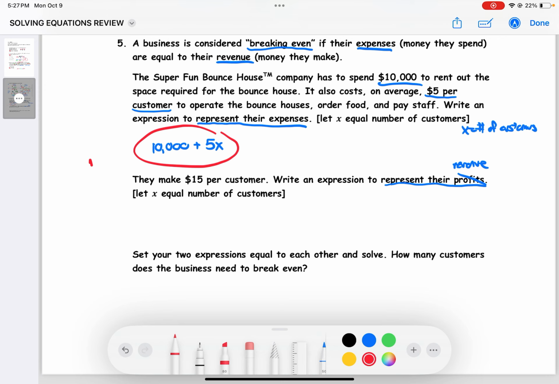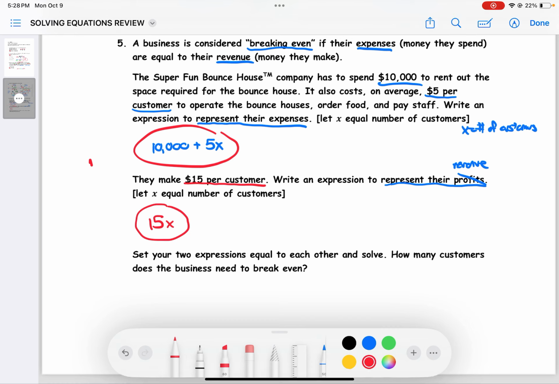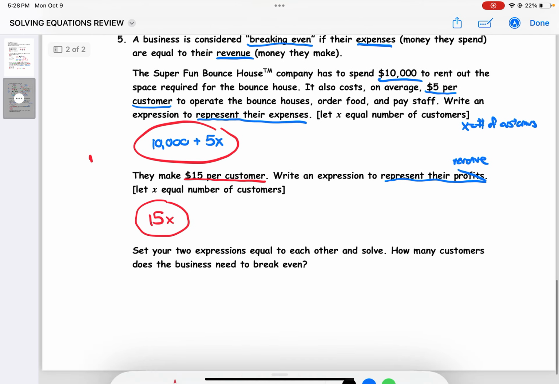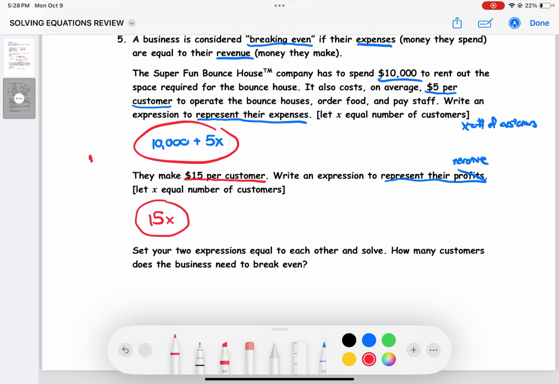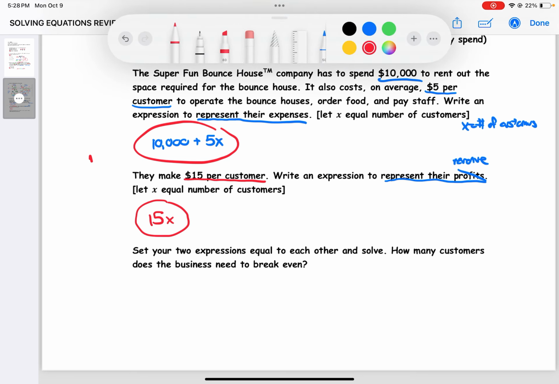For my revenue, what money am I bringing in? I'm bringing in $15 per customer, $15 per customer times the amount of customers that come into my bounce house. Okay? And then we set these two expressions equal to each other and we solve. How many customers does the business need to break even? So my expenses need to equal my revenue.